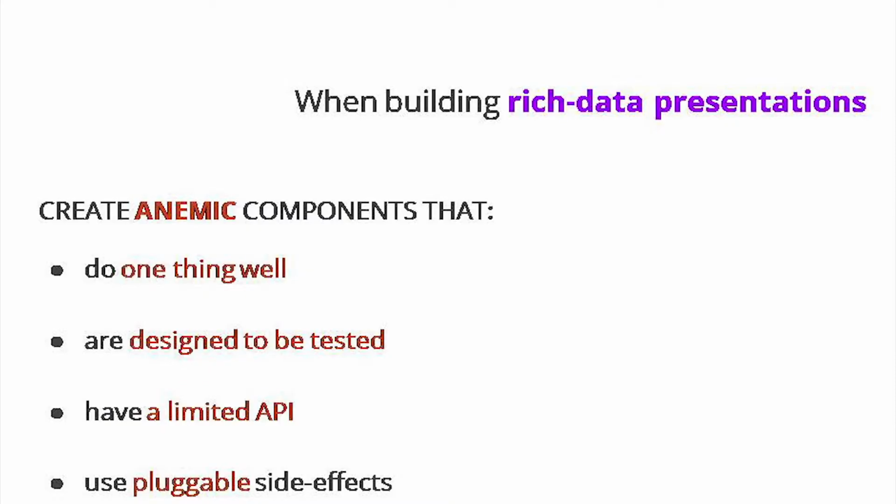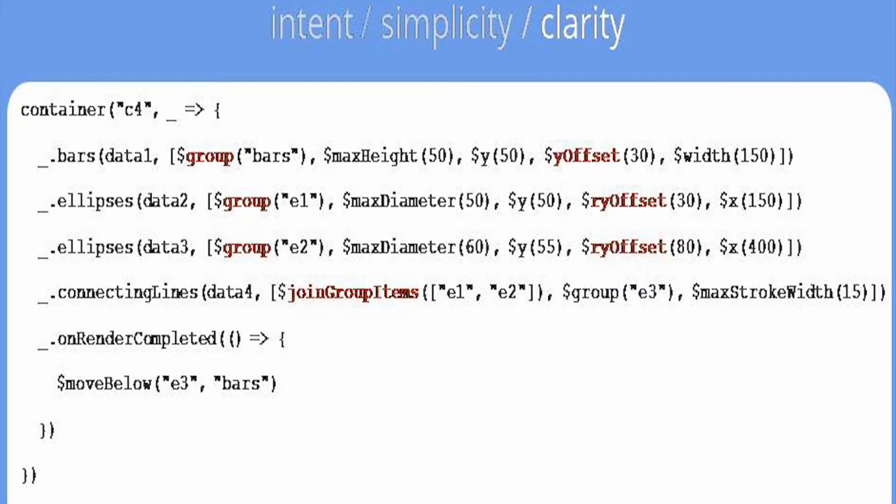Yeah. So when you're building rich data presentations, err on the side of creating composable components, or anemic components, because they do one thing and they do one thing well. They were designed to be tested, or you will design them to be tested, right guys? Sweet, all right. They have a limited API.